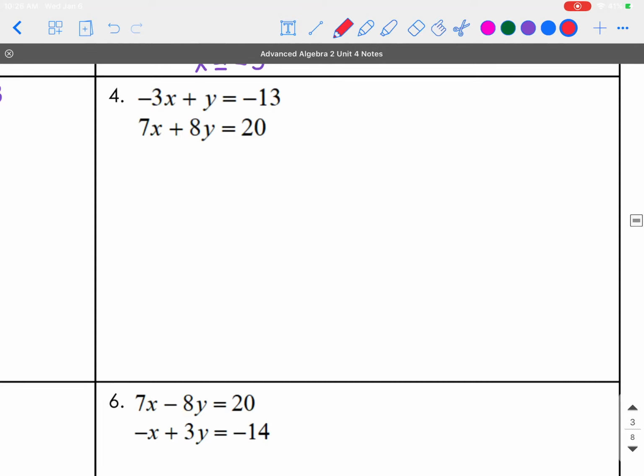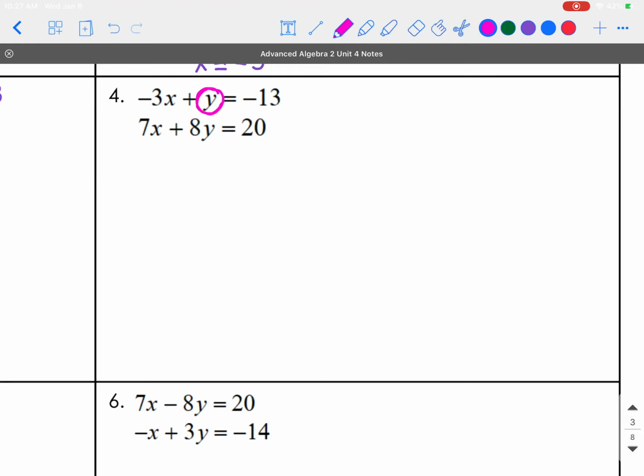Number 4. Now we're getting to some examples where none of them have a y by itself. So we're going to look at these two to try to decide which one I want to work with. And if I look at them, the first one has just a plain y here. You want to try to avoid fractions if you possibly can.